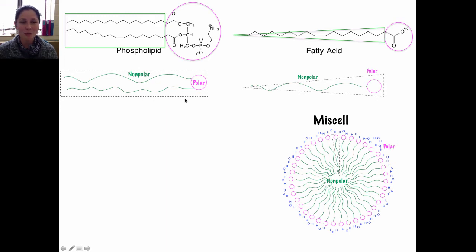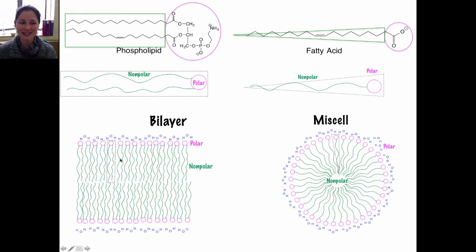If you line up a bunch of these phospholipids next to each other so that the polar head group can interact with water and the nonpolar tails are away from the water, you end up getting a bilayer. It looks something like this. Here's one phospholipid, a cartoon for the phospholipid. The polar group is represented by the circle, and it's going to have ion-dipole interactions with water.